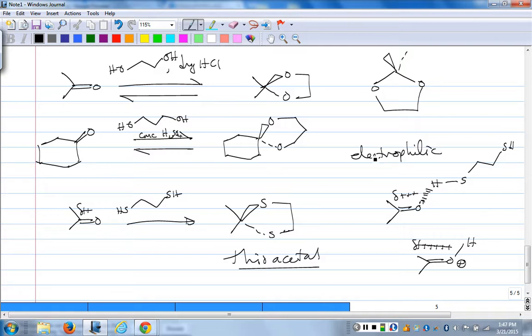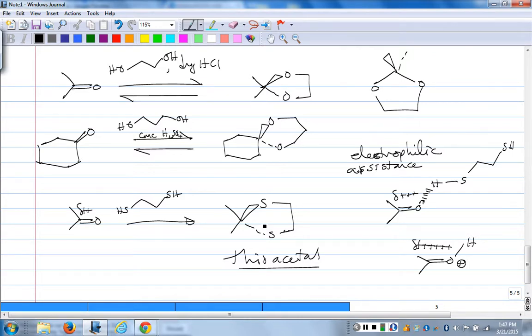It provides electrophilic assistance to the attack. So the thiol actually does two things. It's a better nucleophile, so it doesn't really need help. Plus, it's a stronger acid, so it provides electrophilic assistance. There's no proton transfer, but you do make a stronger, a more active carbonyl.